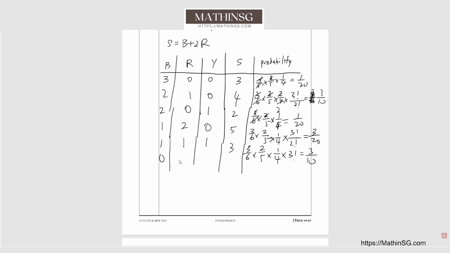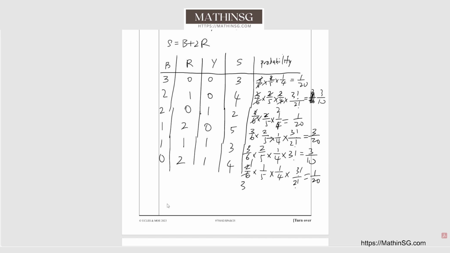So if I have 0 blue, I can have 2 red and 1 yellow. Because each R will give me a score of 2, so this is 4. So the probability will be 2 over 6 times 1 over 5 times 1 over 4, and because there are 3 discs and 2 of them are red, it's 3 factorial over 2 factorial, which equals 3. So you cancel off, and the probability is 1 over 20.